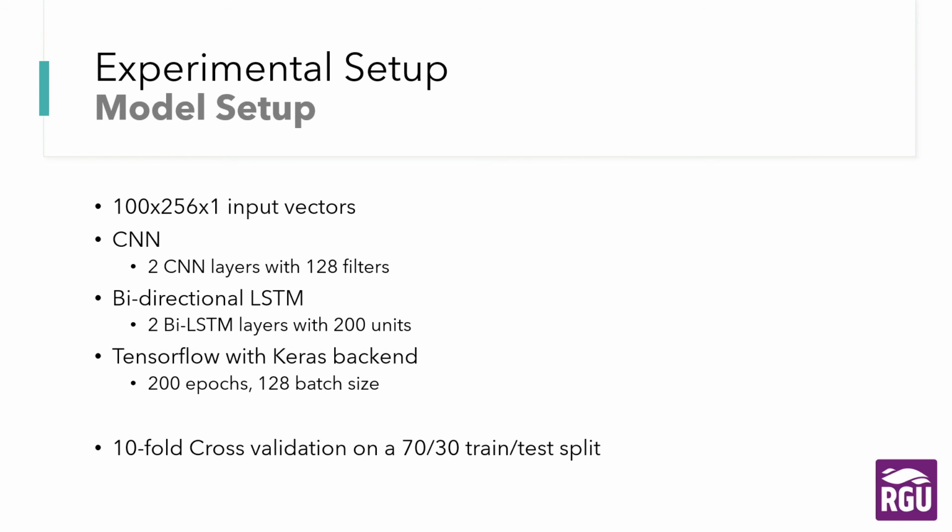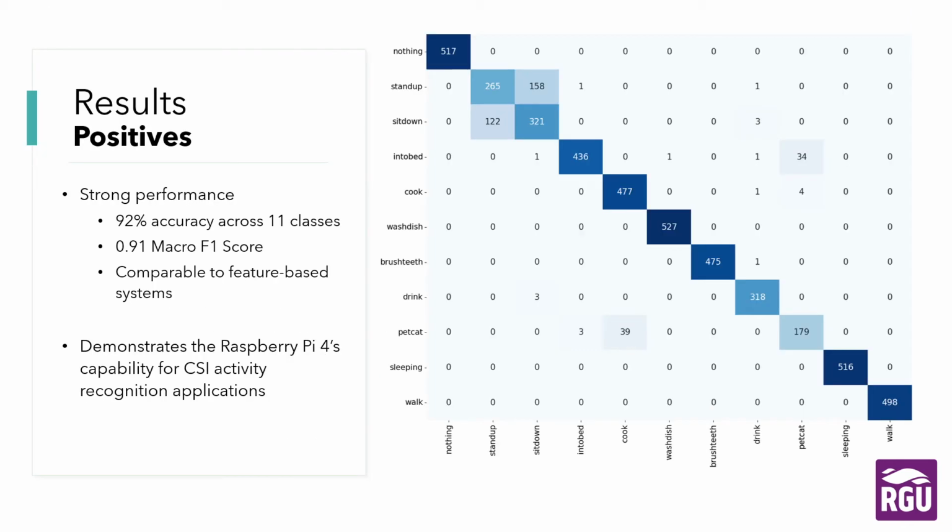For our model, we used two CNN layers for our feature extraction stage with 128 filters and two bidirectional LSTM layers of 200 units, implemented in TensorFlow. This was run for 200 epochs, and tenfold cross-validation was used with a 70-30 train-test split. This leads us to our experimental results.